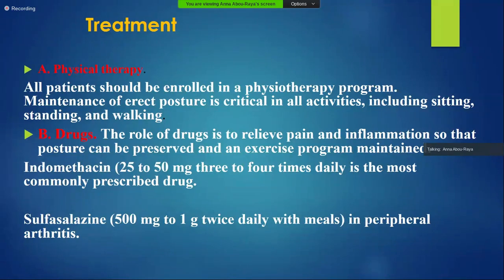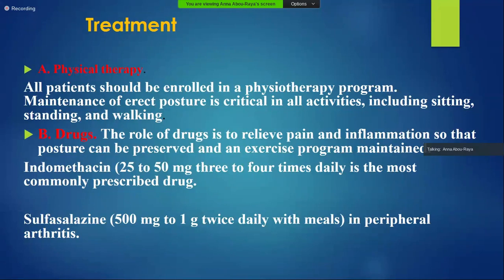We can use any non-steroidal anti-inflammatory drug. There's a very big list. You should know 2 to 3. We can use ibuprofen. We can use the COX-2 inhibitors. There's a very big list. When we have peripheral arthritis, as I showed you in the picture, then we can use sulfasalazine or methotrexate.